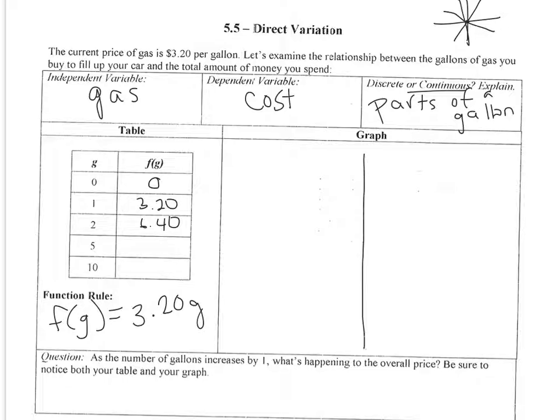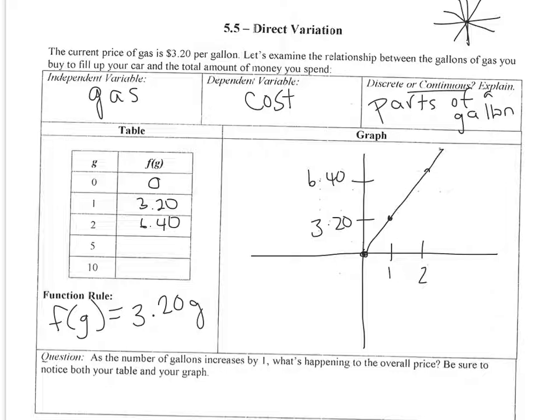If you graph this, it would start at 0 and go up 3.20 for every gallon of gas. So this is 3.20, this is 6.40. If you bought 1 gallon, 2 gallons, it'd be like this. Now it's direct variation because it's starting at (0, 0), and it's a constant increase or decrease.